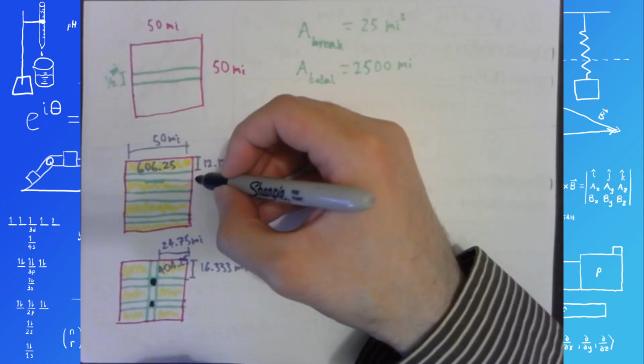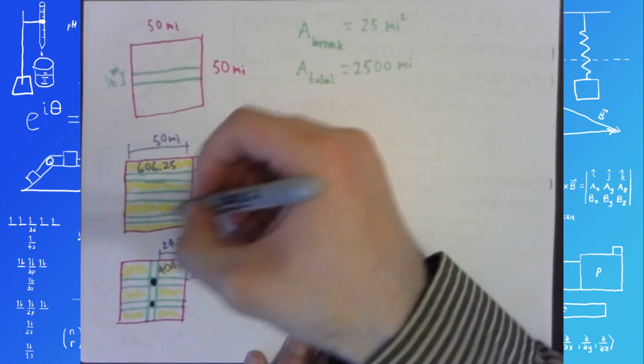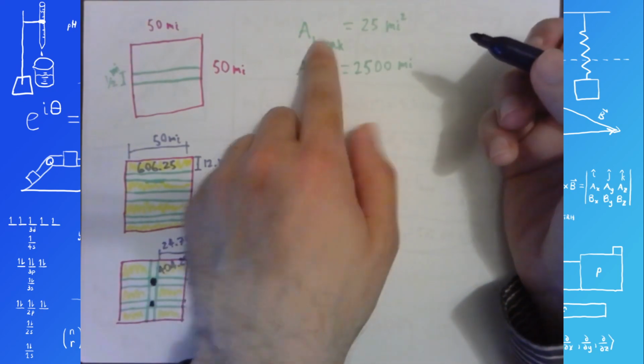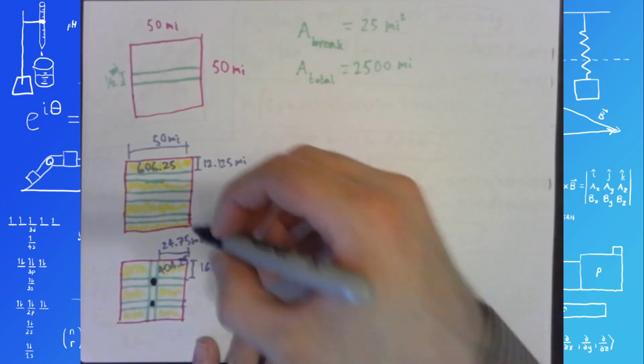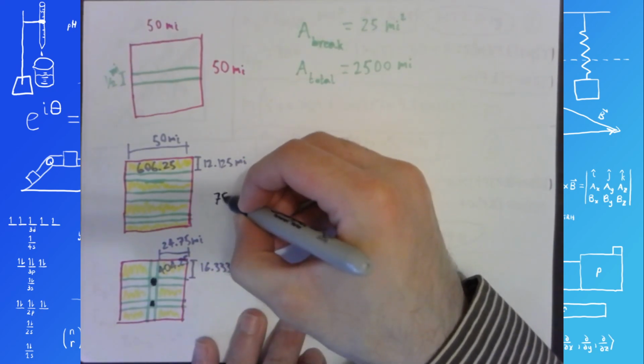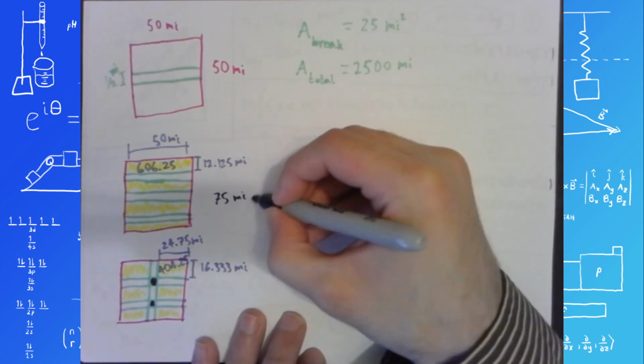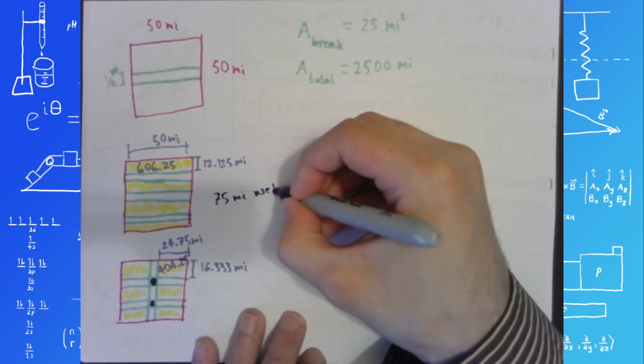So if I did, let's see, we have 3 of these strips, and we said that the area for a break is 25 square miles. So in this example, we're using up 75 square miles used for breaks.